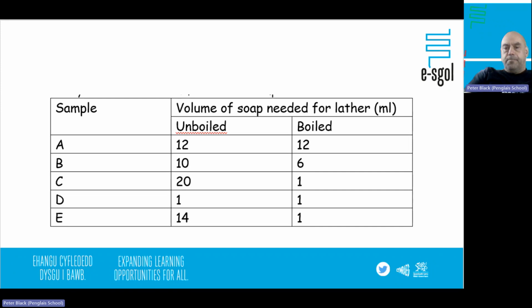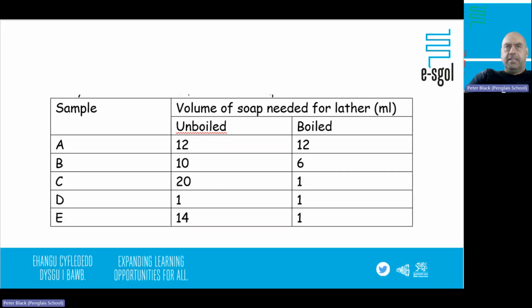If you said A, that's what a lot of people say, and it isn't A. The reason I think people say A is because they think, well, look, when it's unboiled, it's hard, and when it's boiled, it's hard, so that must make it the hardest. No. Okay. How hard the water is depends on how much calcium or magnesium is actually dissolved in the water.